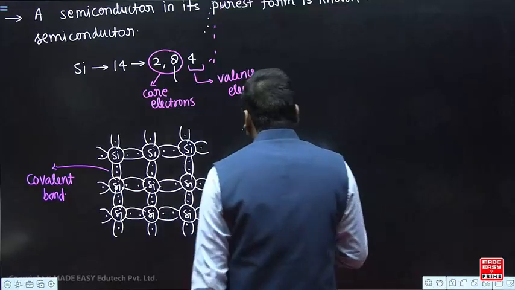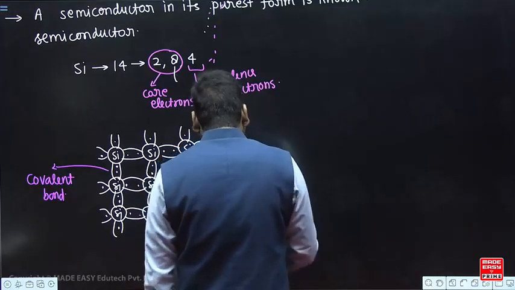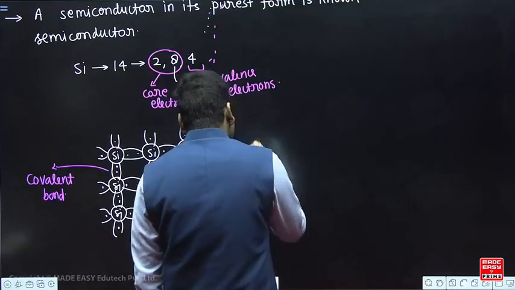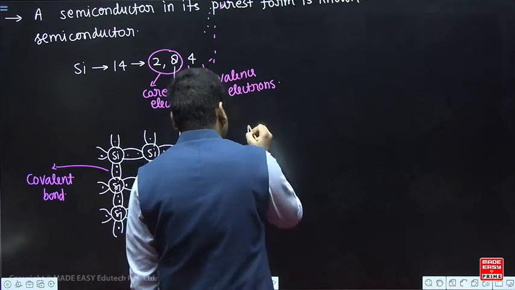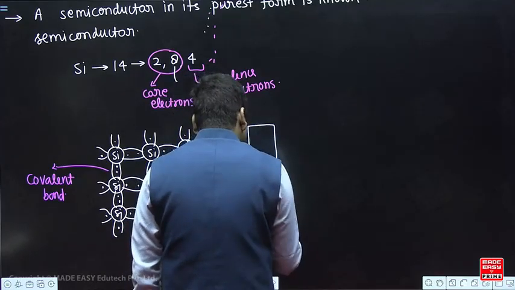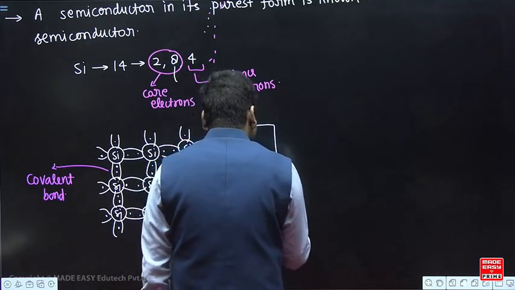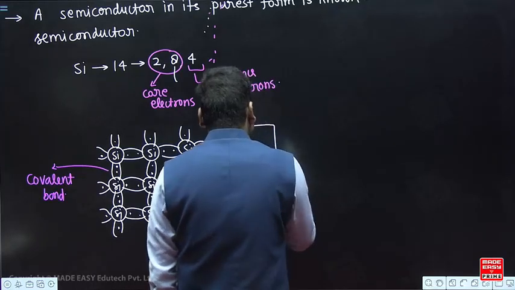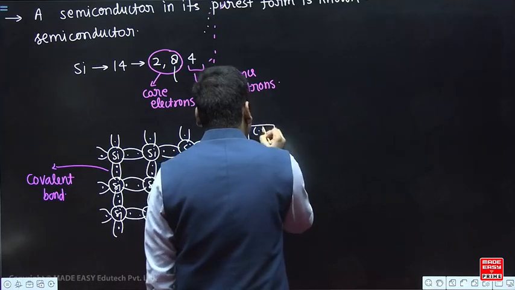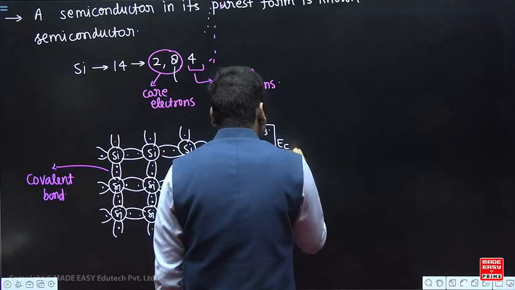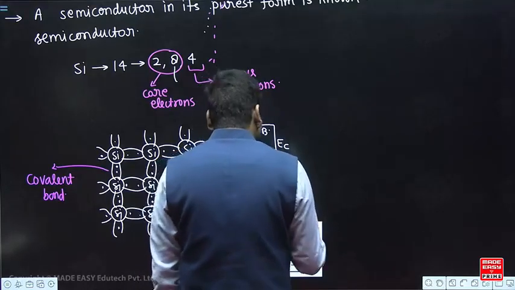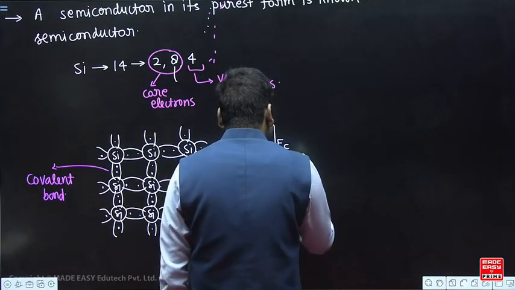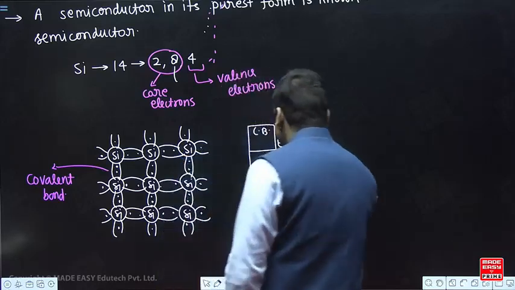Since it is a solid, to represent the energy of electron in the solid, we need to draw a band diagram. So for this silicon, we have a valence band. Top edge of the valence band is EV. We have conduction band. Bottom edge of the conduction band is EC. And there would be a forbidden energy gap represented as EG.